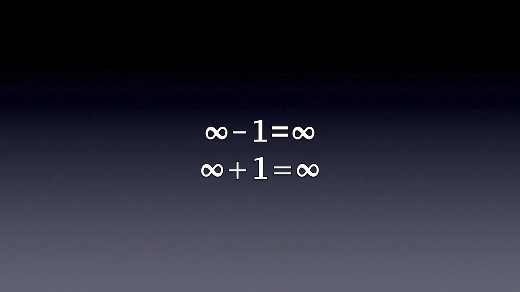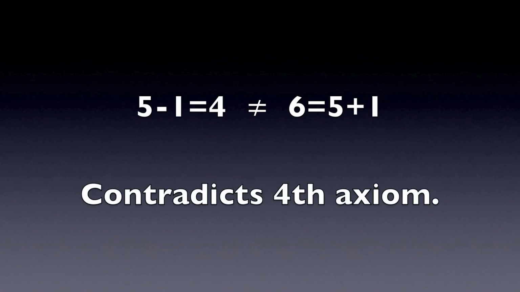But because infinity and 5 are both apparently numbers, we can substitute them and expect something of similar form when we use the number 5. So 5 minus 1 is 4, 5 plus 1 is 6, and we find that 4 and 6 are not equal. This contradicts the fourth of Peano's axioms. Therefore, infinity cannot be a number.